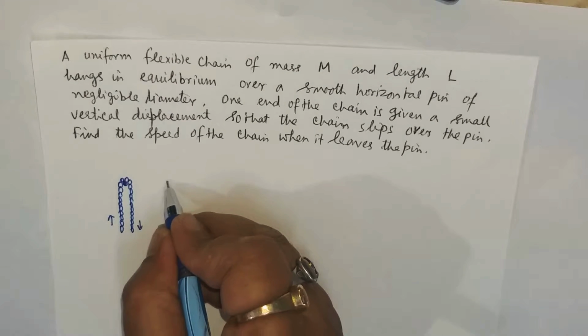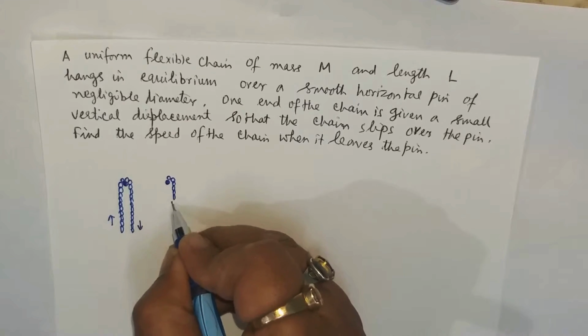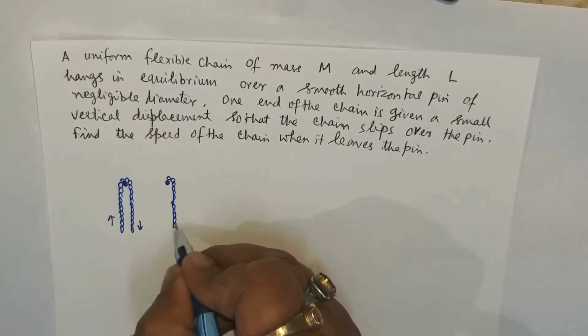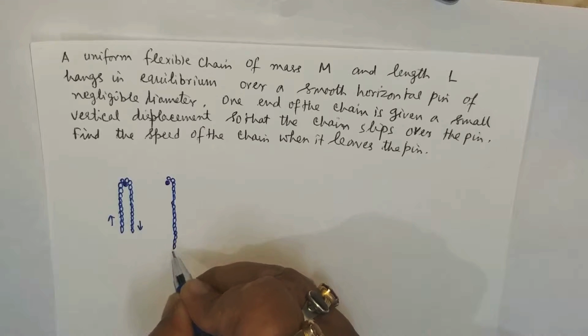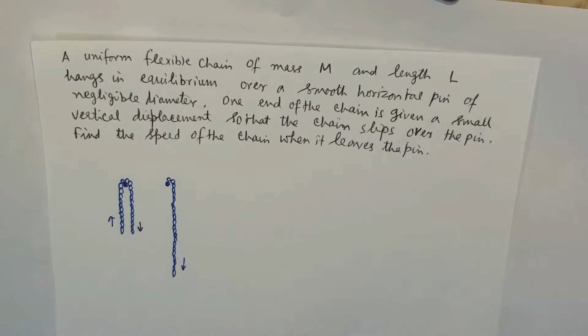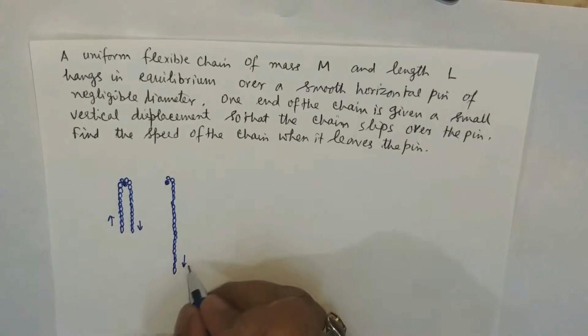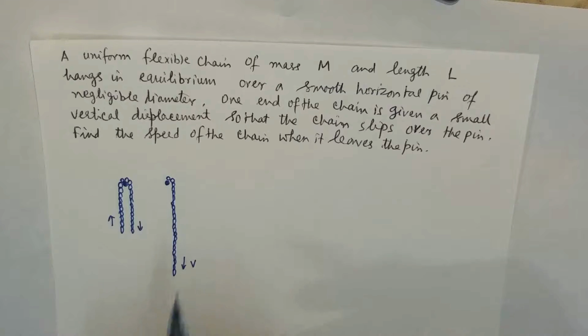So as the chain is slipping over, the moment the last link is just about to leave the pin, the entire chain might have become vertical and it is falling down. So our job is to find out the speed of the chain when it leaves the pin. That means exactly at this particular orientation, what is the speed of the chain? We will do it with mechanical energy conservation.